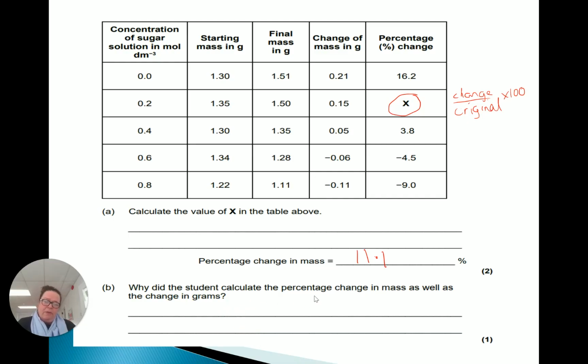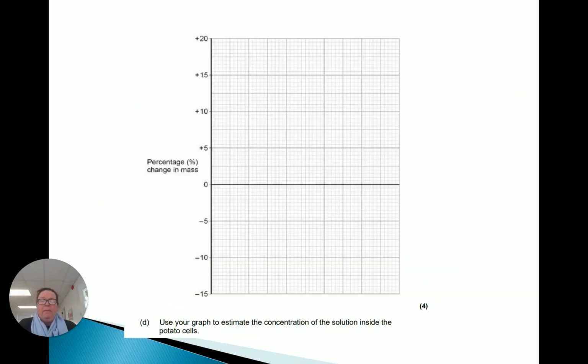Oh look at this question. Why did the student calculate the percentage change in mass as well as the change in grams? Take account of starting masses, if you remembered this from the page before, and if you needed the other one, compare results. Now if I gave you 10 questions on osmosis, they would all have very similar marking points, and the explain bit would always be the same marking points. Okay, so it's those key words you're trying to get.